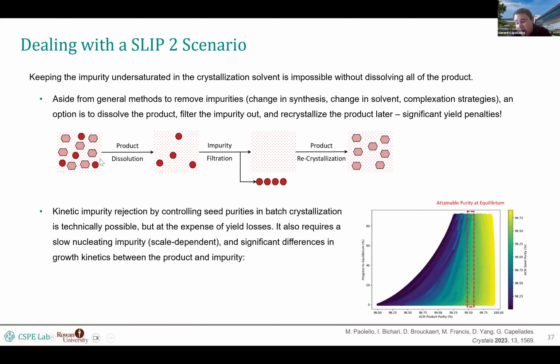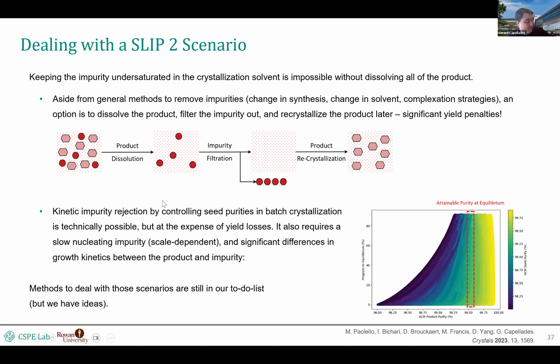We've been investigating other methods like kinetic impurity rejection, but that's not very practical at scale. It means playing with seed amounts to make sure that the product is crystallizing faster than the impurity, and filtering it before the impurity reaches equilibrium. But it's not very practical on the industrial scale. It's more academically interesting: how good could it be if we could make it? And yes, we're working with other ideas.